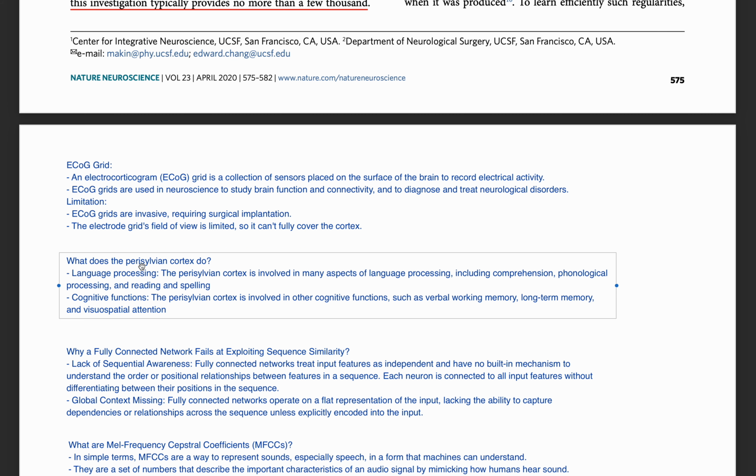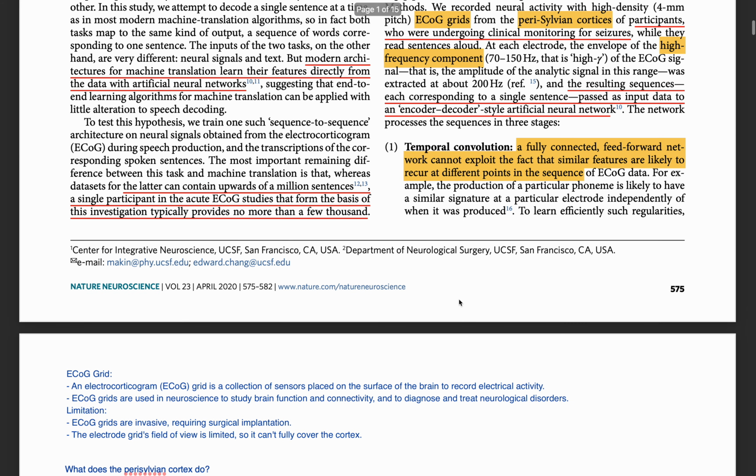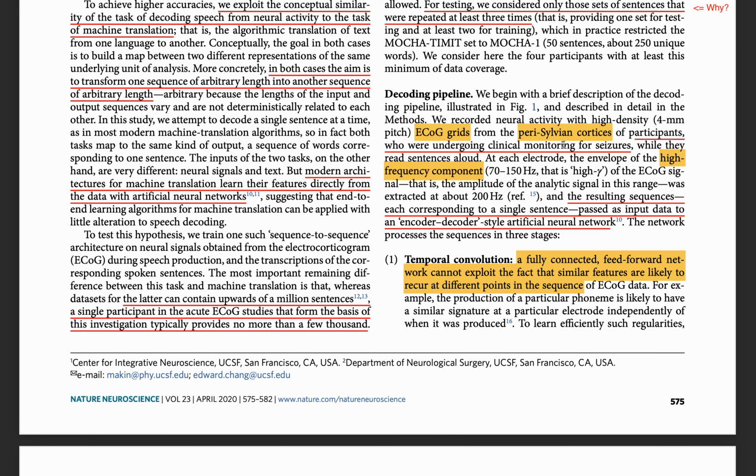This is the region of the brain where they're trying to focus. That region is responsible for many aspects of language processing and some cognitive functions, which also includes verbal working memory. It sort of intuitively makes sense that they're trying to capture the high frequency component. Intuitively, it should have more information compared to the low frequency component.